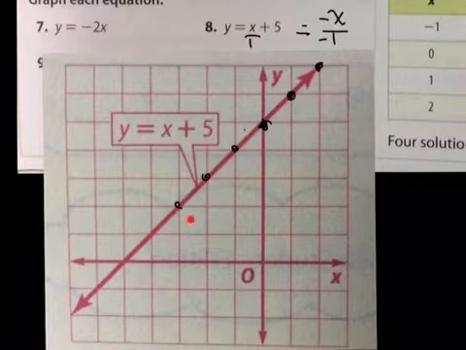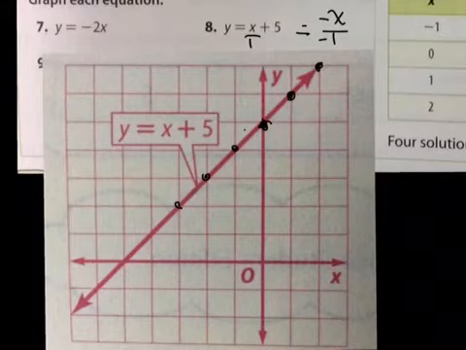And this is what the slope of the line would look like. Make sure that you copy these down. Okay? Make sure that you draw both your graphs for 7 and 8.